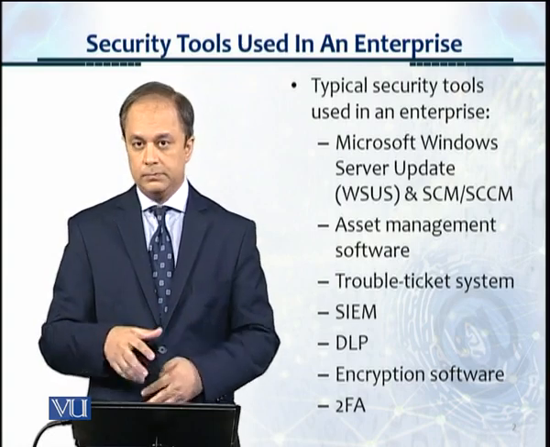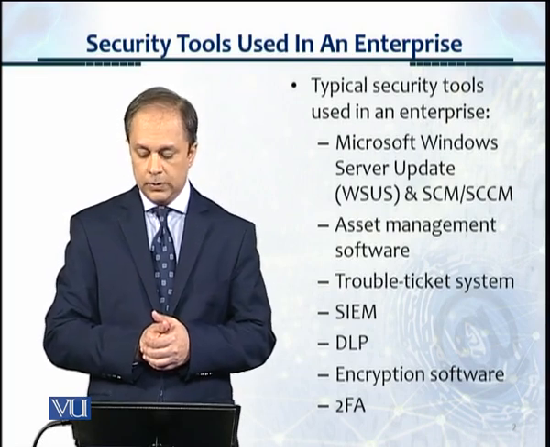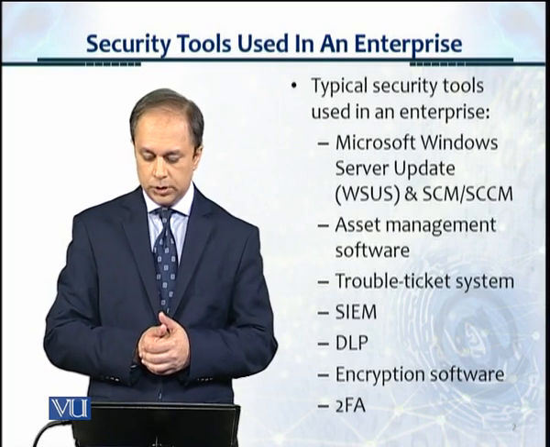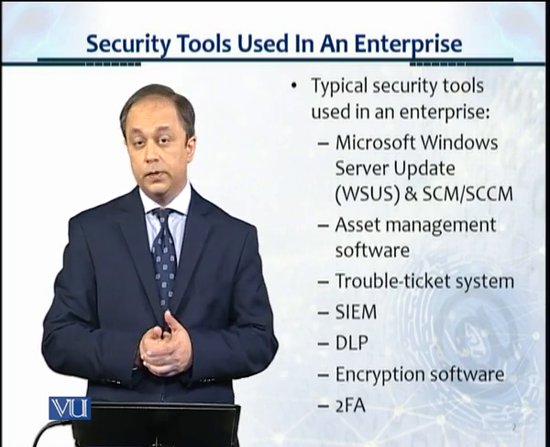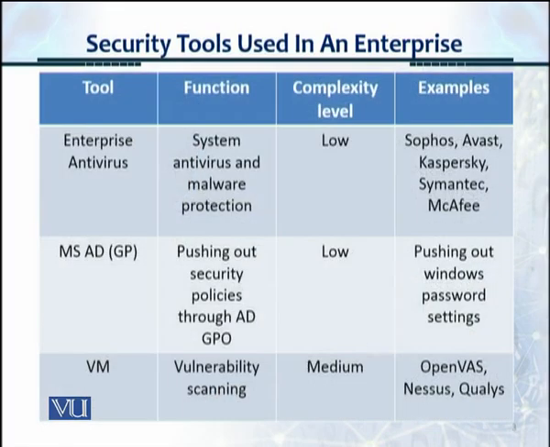A trouble ticket system for the help desk is very important to track faults and the recovery times or the fixing times. And then a SIEM, Security Information and Event Management solution, DLP, encryption software, and a 2FA solution, for example, two-factor authentication. Now, let's take a look at each of these and examine the function, the complexity level, and some examples of these security tools.